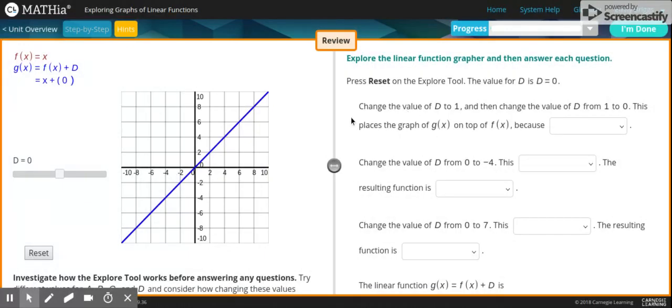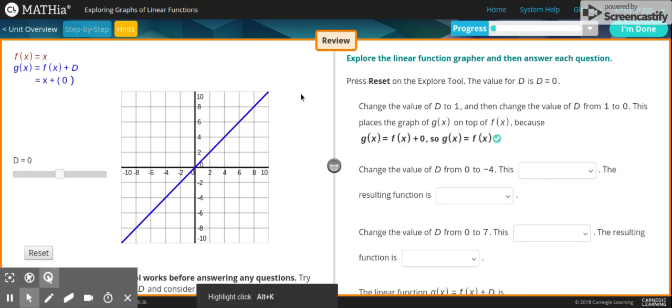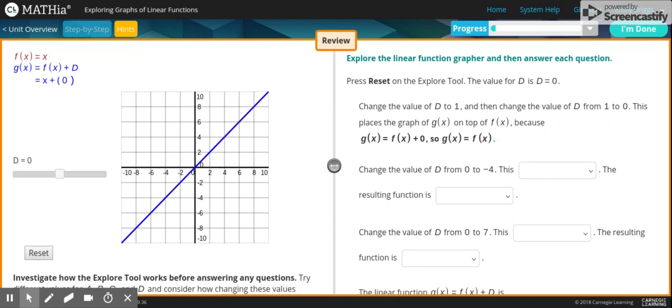Change the value of d to 1, then change the value from 1 to 0. This places the g of x on top of f of x because g of x equals 0 times f of x, or g of x equals f of x plus 0, and then g of x equals f of x. So the answer is g of x equals f of x plus 0, so g of x equals f of x, because they both equal each other.